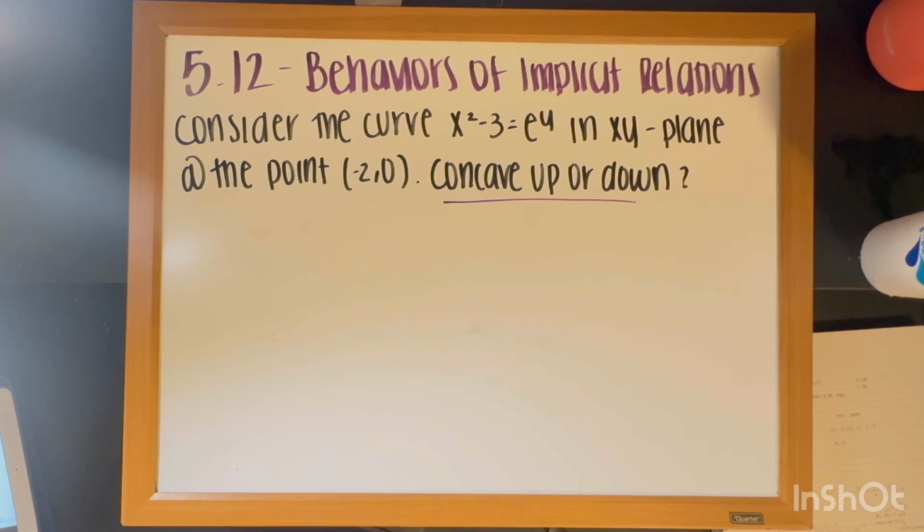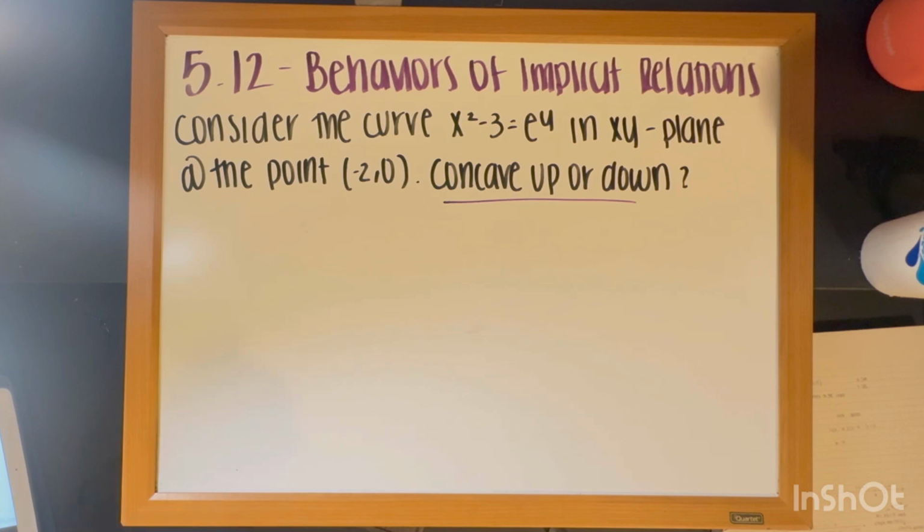Now consider the curve x squared minus 3 equals e to the power of y in an xy plane at the point negative 2, 0. Is this curve or point concave up or concave down? Now remember from prior videos, when we're talking about concave up and down, we are talking about the second derivative. So we have to take our original function and find the second derivative.